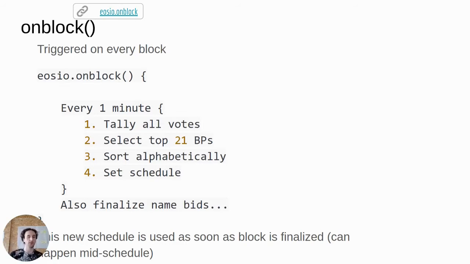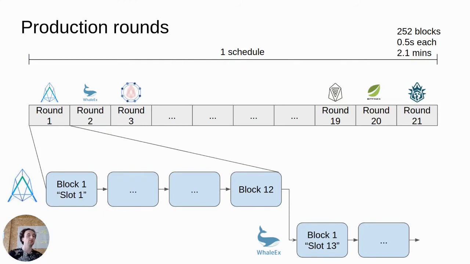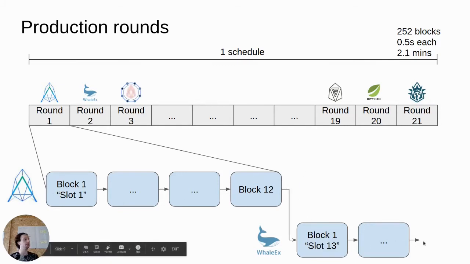And it does a few other things. So then that schedule sets up who is allowed to create blocks when. Right? So there's a schedule of 21 block producers. Each of them is given a round of 12 blocks to produce. After the first block producer's round is finished, they create 12 blocks. They hand it over to the next block producer who creates the next one.